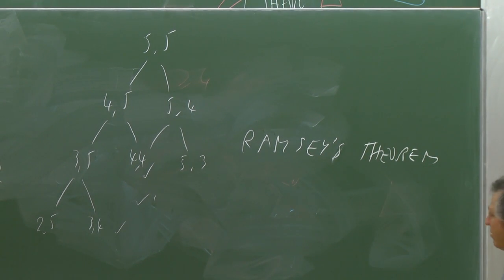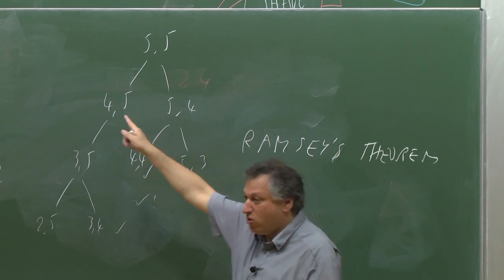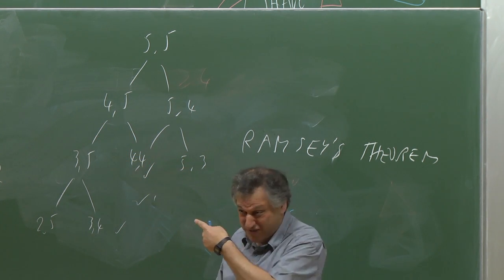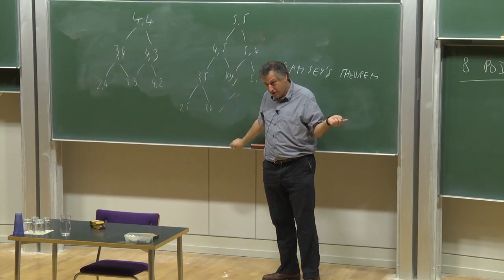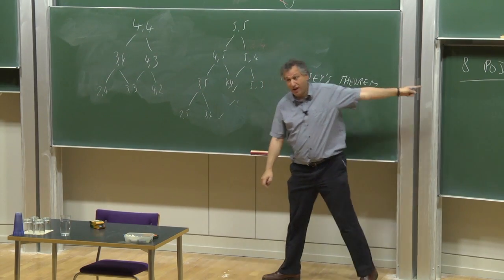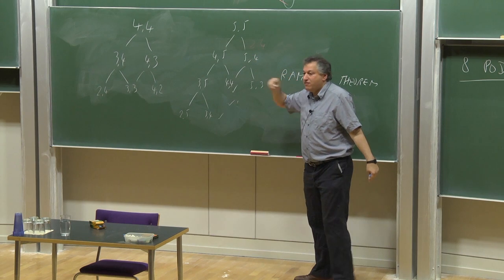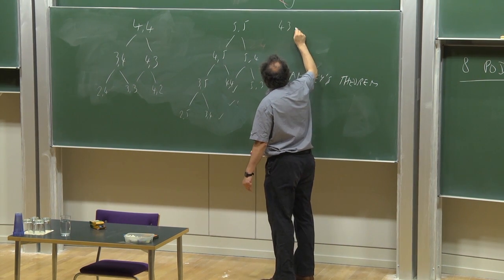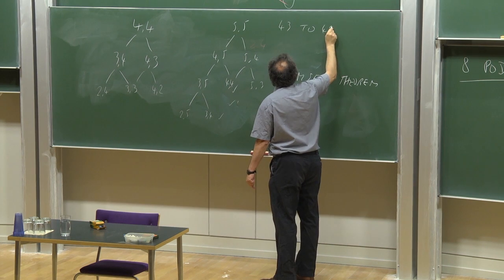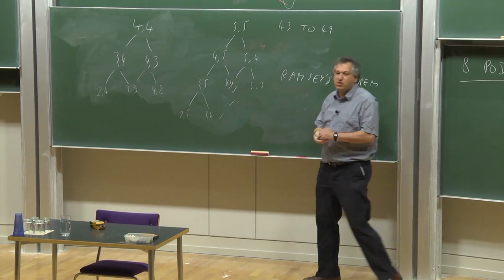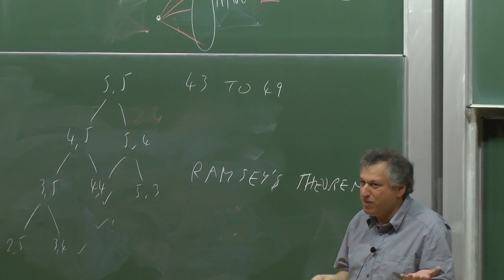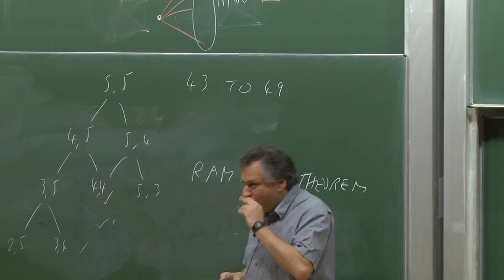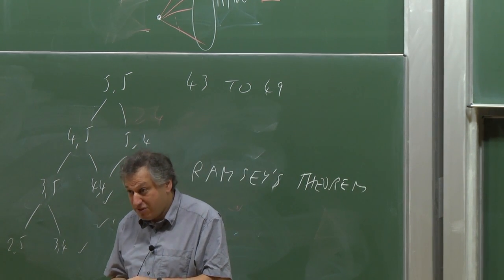Now, for my last minute, I'll just mention one thing. For 4, 4, I said it was 18, and I said 18 is the right answer, 17 doesn't work. I didn't draw a picture for 17. For 3, 3, it was 6, we drew a picture for 5. For 5, 5, what's the right number? It's known to be between 43 and 49, but no one knows the right number. That's actually an open problem. It's completely amazing. No one actually knows the right number of points that guarantee red or blue 5.